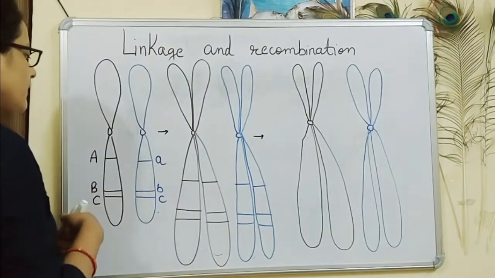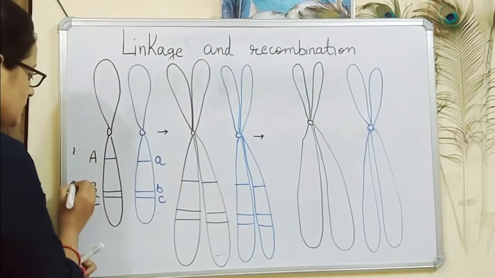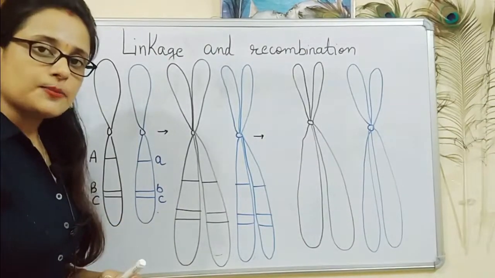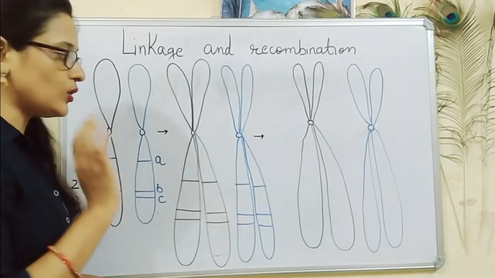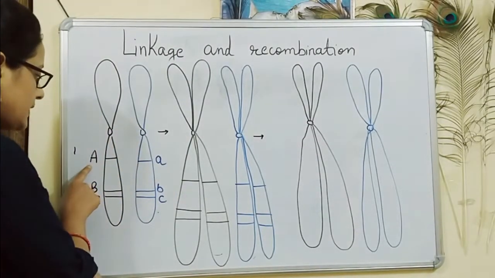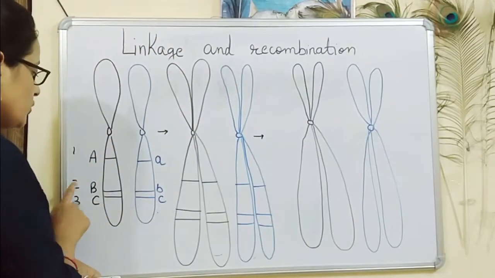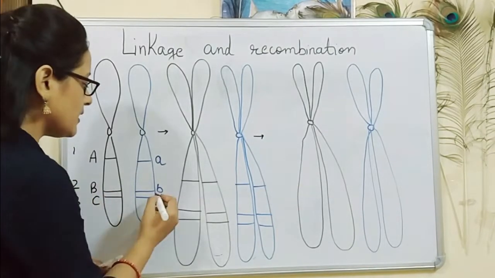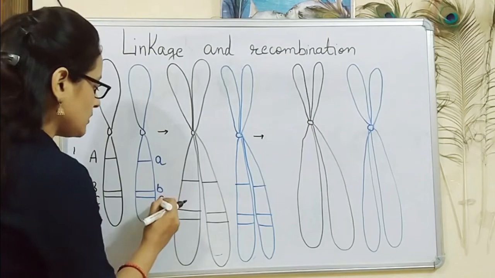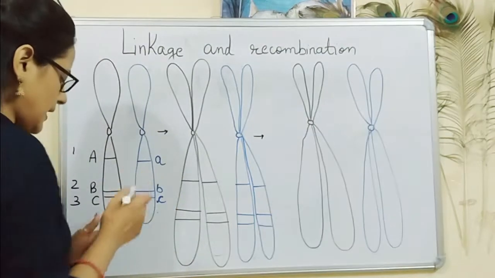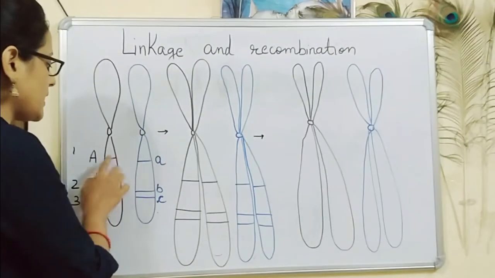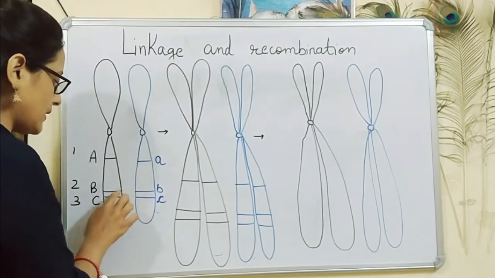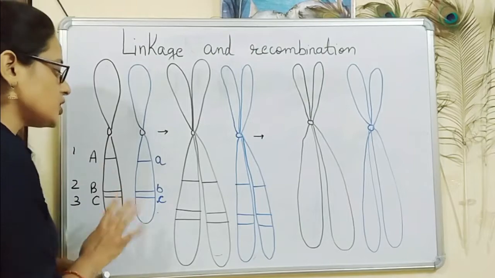Let's suppose there are three genes present, gene 1, gene 2 and gene 3. There are many genes, many alleles present, but we are considering three genes only. Gene 1 has alleles capital A and small a, gene 2 has capital B and small b, and gene 3 has capital C and small c. As you all know, these two are homologous chromosomes, so they will have the same genes at the same locus. This locus will have gene 1, this point will have gene 2 and this point will have gene 3.